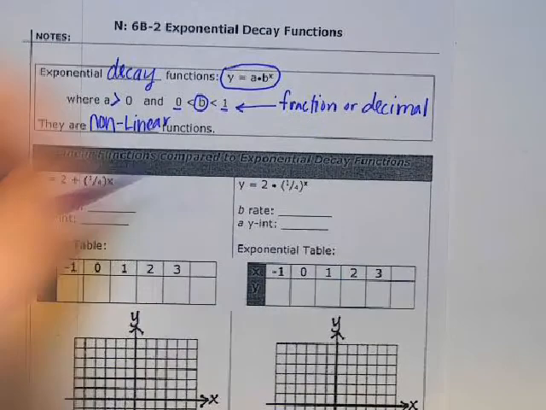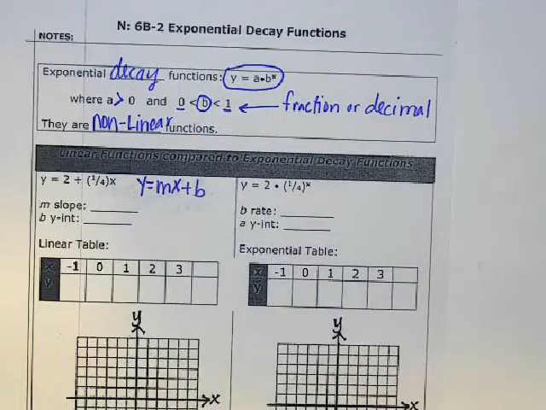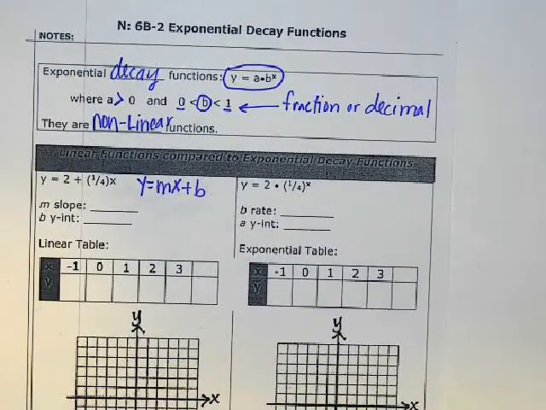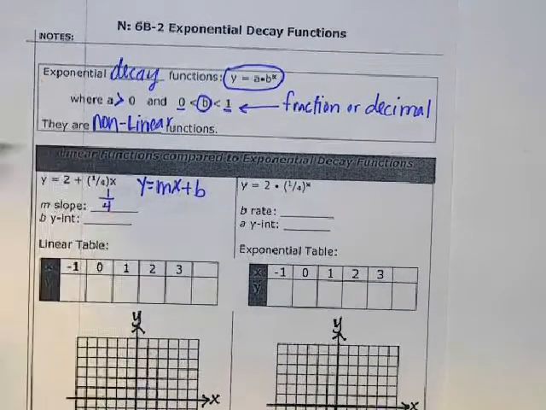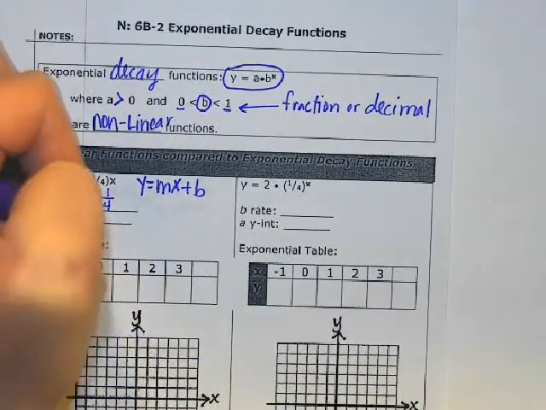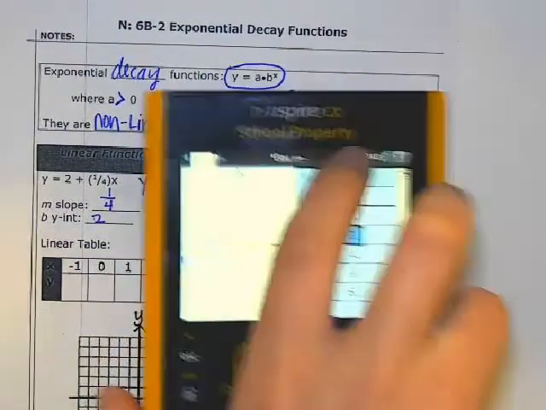So here this is y equals mx plus b. What's my m? 1/4, the number with the x. What's my b? 2. Good. Then I want to fill in the table. How am I going to do that? Graph it.